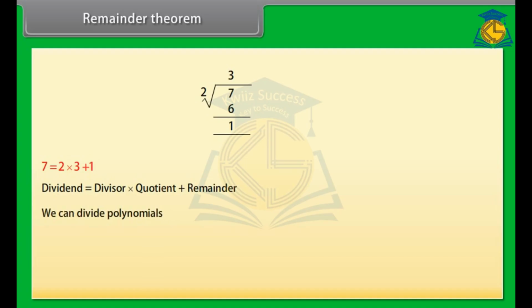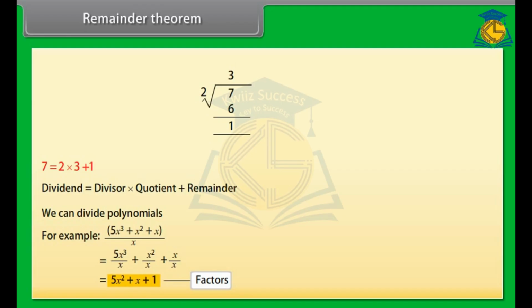Similarly, we can divide polynomials. For example, 5x^3 + x^2 + x divided by x. Here we say that x and 5x^2 + x + 1 are factors of 5x^3 + x^2 + x, and 5x^3 + x^2 + x is a multiple of x as well as a multiple of 5x^2 + x + 1.